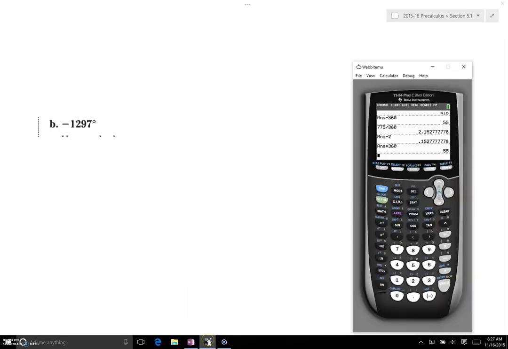So here we have negative 1,279. And we can do the same thing, but in this case we're going to be adding 360 to get that number between 0 and 360. So we'll just keep adding. Okay, so we have two options. We could leave it as a negative angle or we could leave it as a positive.